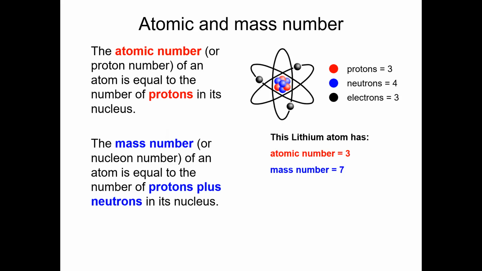And then we also talked about the difference between atomic number and atomic mass. Atomic number is the number of protons in the nucleus. Atomic mass, or what we call the mass number, or the nucleon number, is the number of protons and neutrons in the nucleus of the atom. So don't forget that as well.